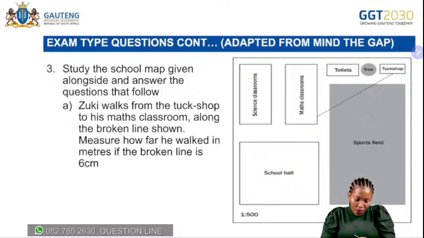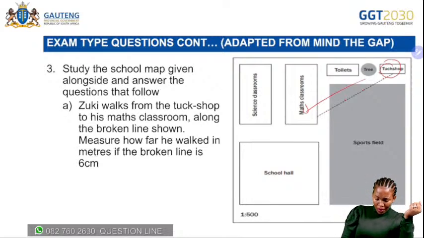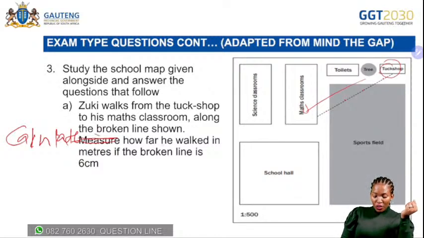And then Zuki walks from the tuck shop to his maths class. Guys, remember this is the tuck shop and then this is the maths class. So it means she's along the broken line that is shown. So she'll be walking along this broken line. I'm sure we can all see the line there. You must measure how far he walked in meters if the broken line is centimeters. Guys, for this one, we can't measure meters on a piece of paper. So we will have to do what? We will have to calculate. We must calculate how far he walked in meters if the broken line is in centimeters.